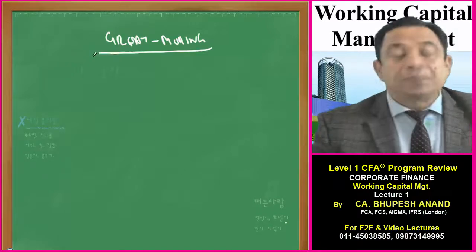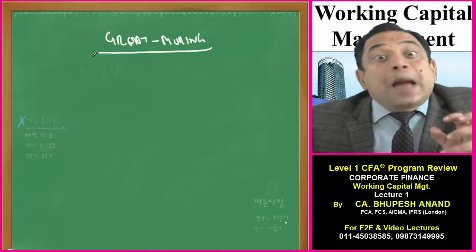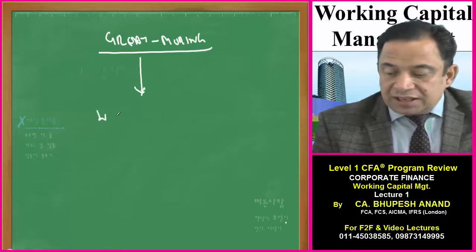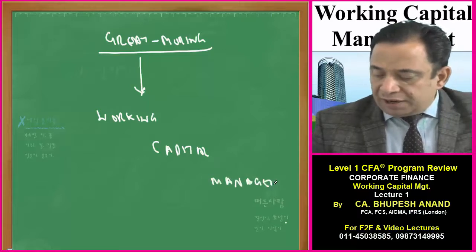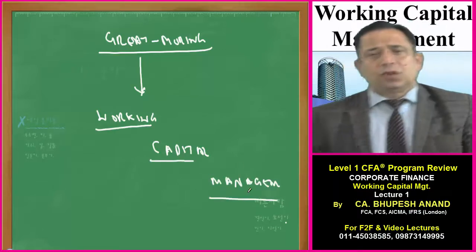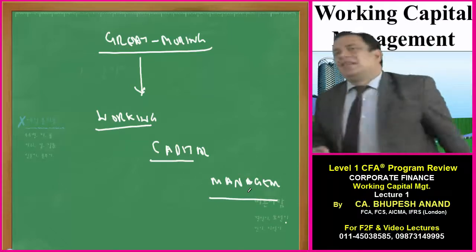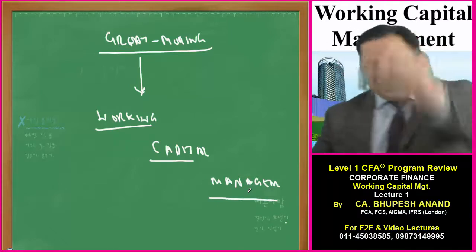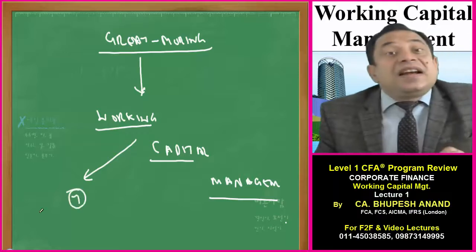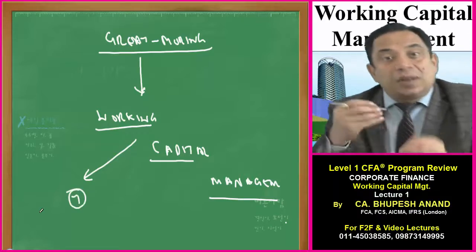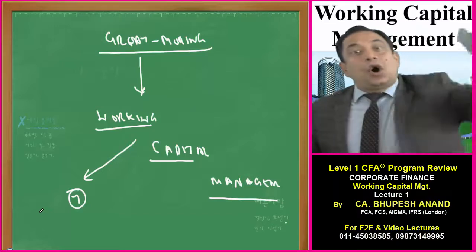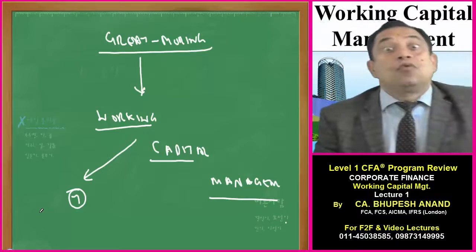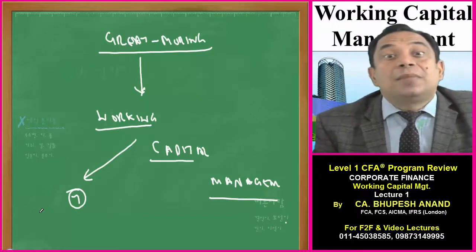reading number 38, and this reading tells me something about working capital management. What is working capital management? What is the meaning of working capital management? The most important reading and highly testable reading, and there are seven learning outcomes, A, B, C, D, E and F, and all these learning outcomes are revolving around what are the sources of short term and long term liquidity.